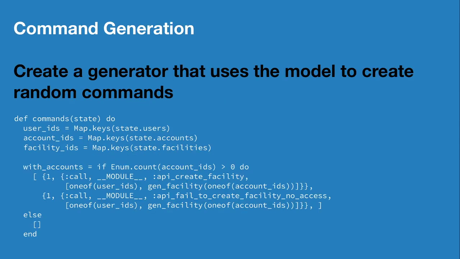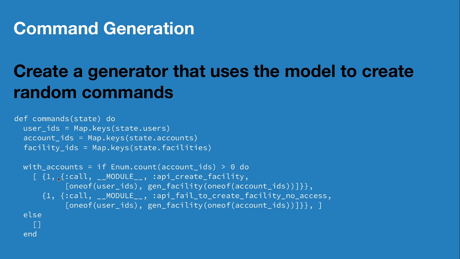I don't need to keep track of all the other aspects of the system while that's happening. We have command generation. So we create a generator that uses generators as well to create those random commands. Often with these generators, you want to have a little bit of logic in it, like you only start creating facilities once you know that accounts exist. You only start creating accounts once users exist. Here we've got a test where it's going, okay, if there's accounts, then I will make a call.